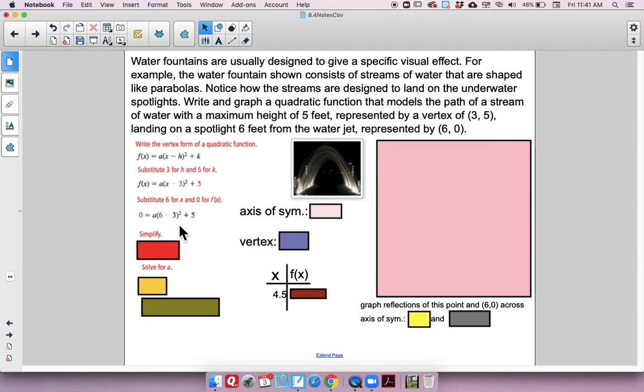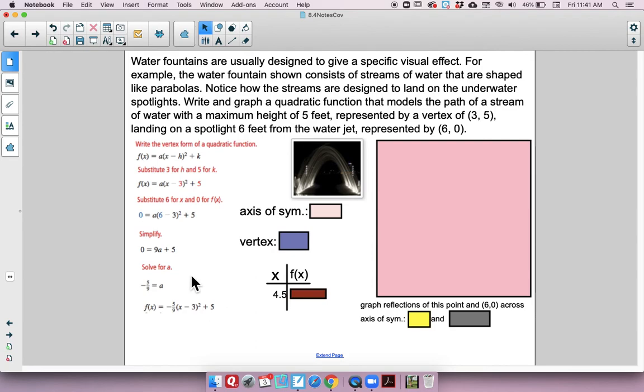So 6 minus 3 is 3. 3 squared is 9. So I would have 0 is equal to 9a plus 5. And then to solve for a, what would I do? Subtract 5, divide by 9, and I get a equals negative 5/9. So what would our final equation be? It's going to be f of x equals negative 5/9 times the quantity x minus 3 quantity squared, and then plus 5.